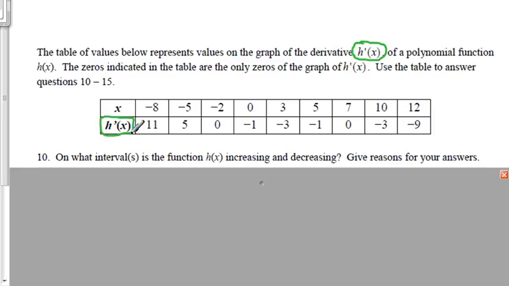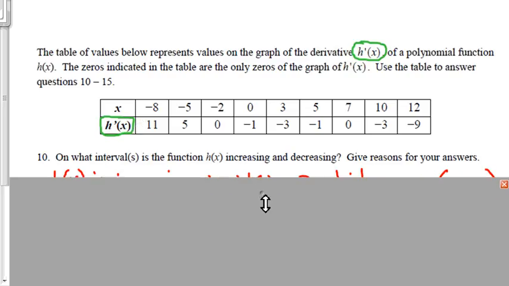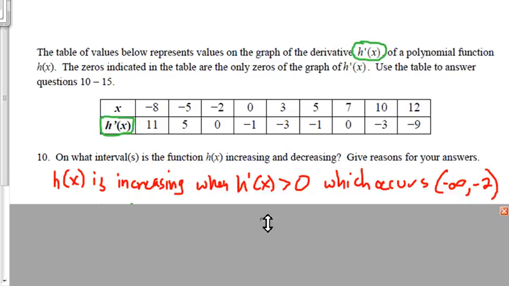So number 10, on what interval is the function, the original function h of x, increasing or decreasing? Give reasons for your answers. Well, I know the original function is increasing when the derivative is positive. That occurs between negative infinity and negative 2, not including the negative 2. And that's it. That's the only time when it's positive.